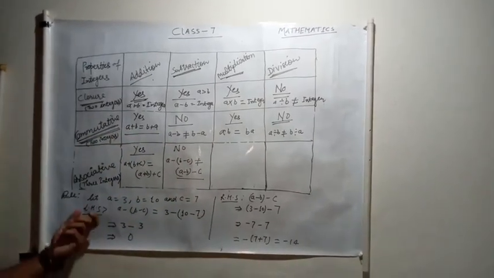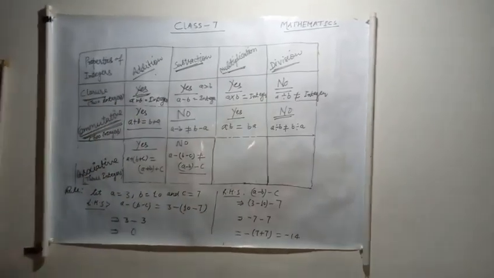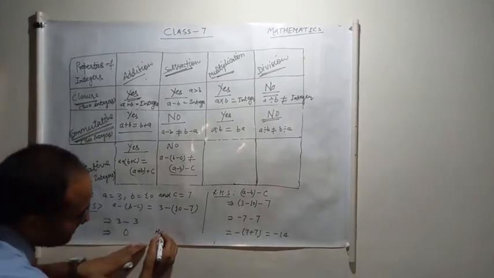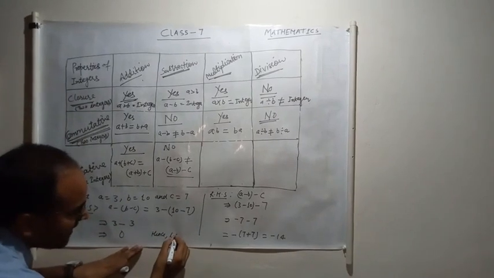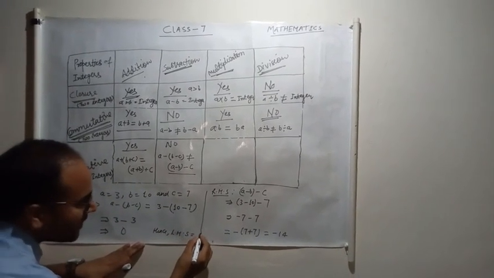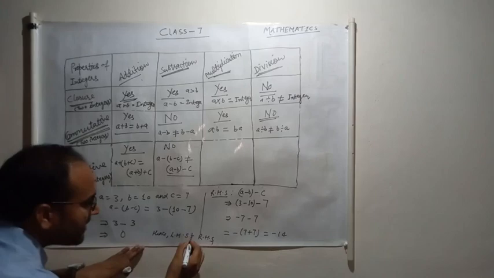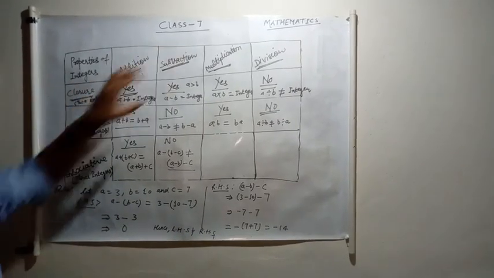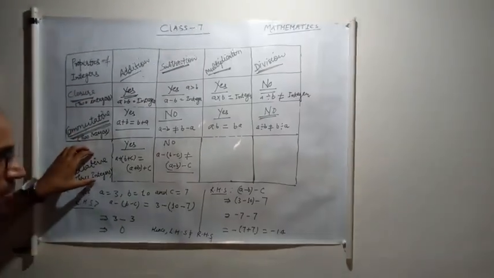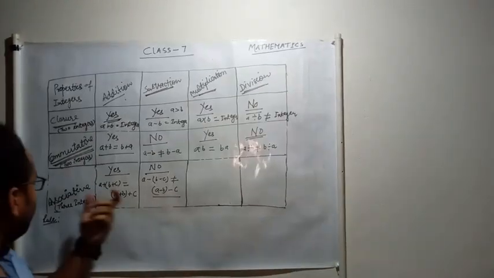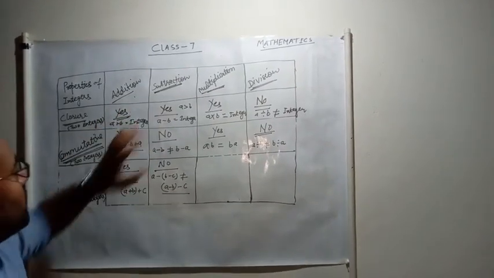So here the left hand side is 0 and the right hand side is minus 14. Both are not equal. Hence, the left hand side is not equal to the right hand side. So subtraction does not hold for the associative property.